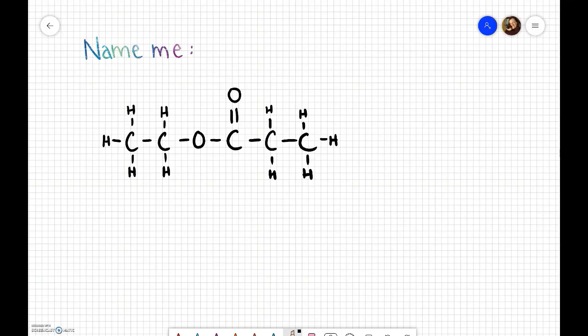Okay, I see in this Name Me that I have an O in the row as well as a carbonyl group attached to the carbon that's attached to that O that's in the middle of the group. So this right off the bat tells me that I have an ester. And so I look at the different parts of the ester.